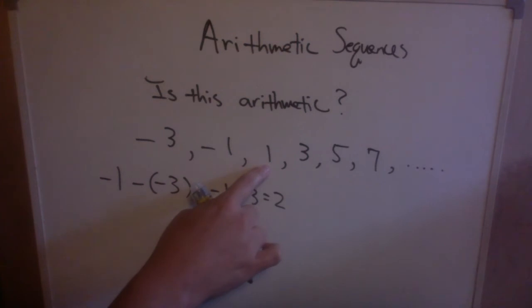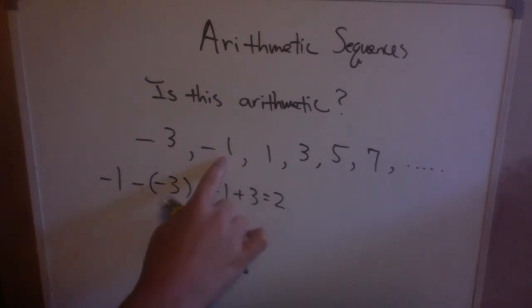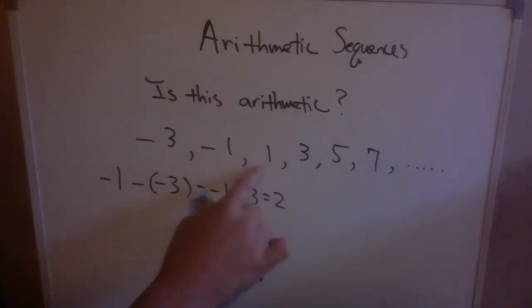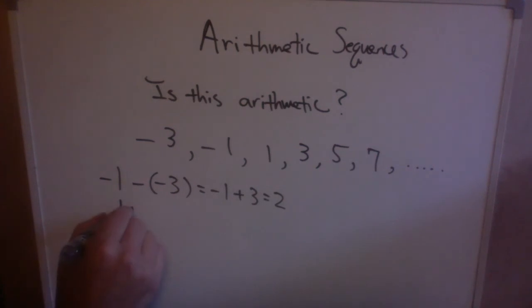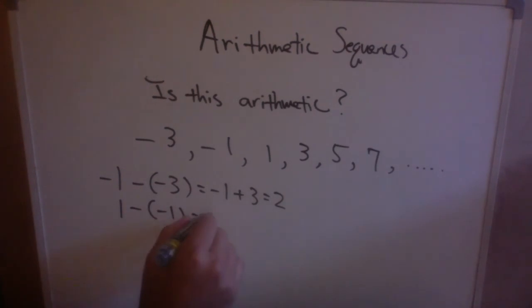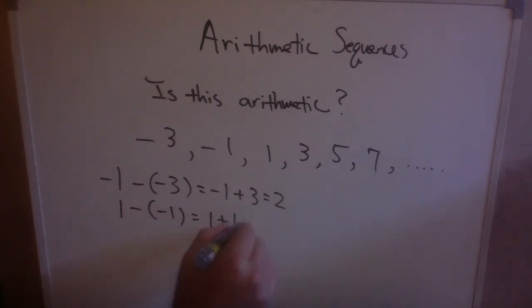So let's take another term, for example, 1, and I'm going to take the difference between that and its preceding term, which is -1. So I'm going to go 1 minus -1. So it's going to be 1 plus 1. That's also 2, the same as the other difference that we took.